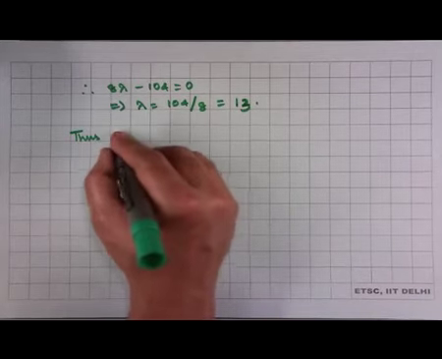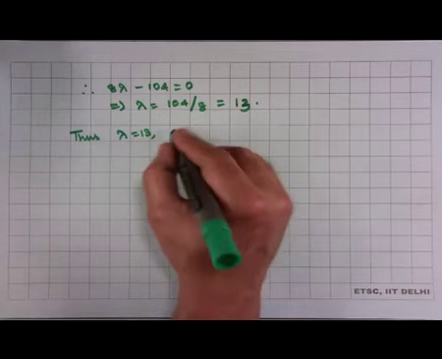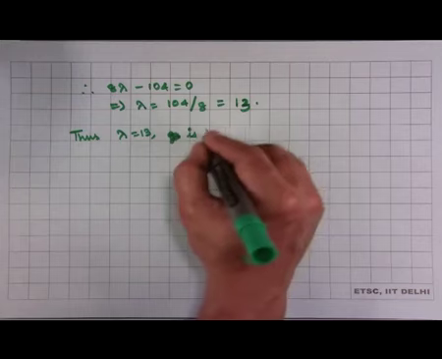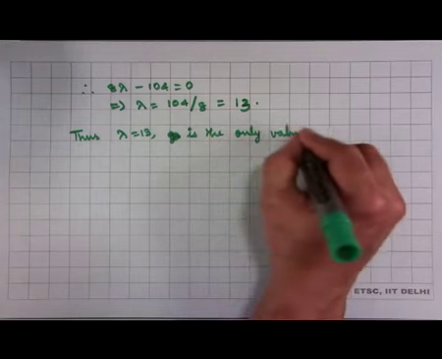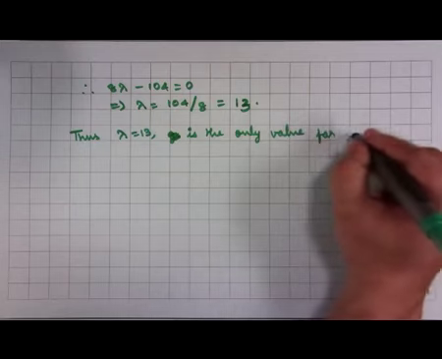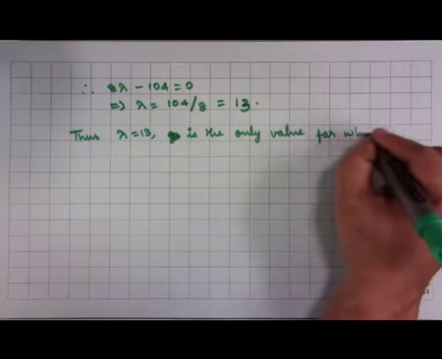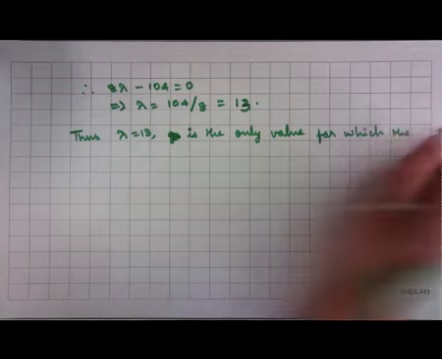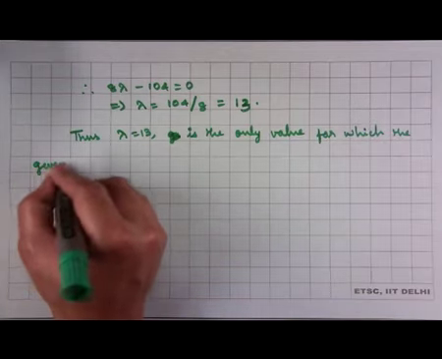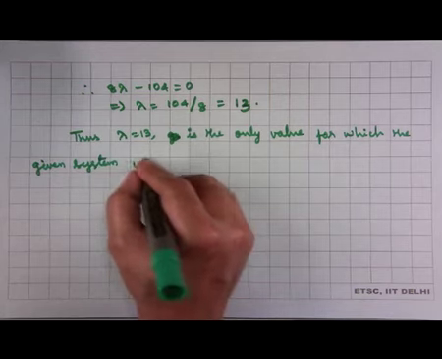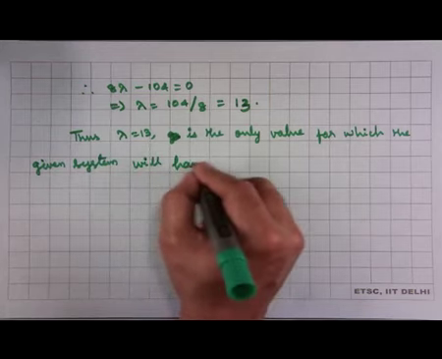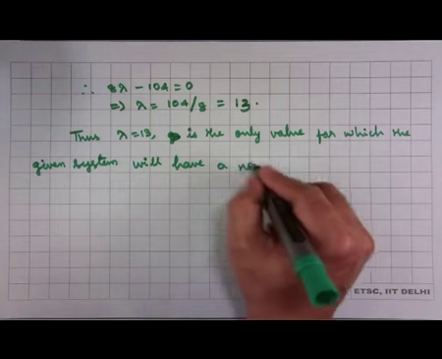Thus, lambda equal to 13 is the only value for which the given system will have a non-trivial solution.